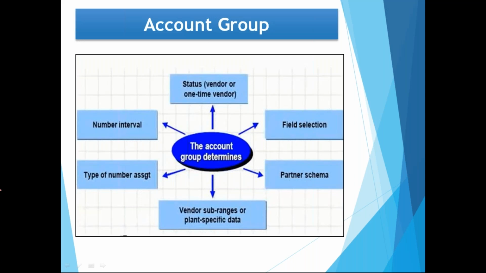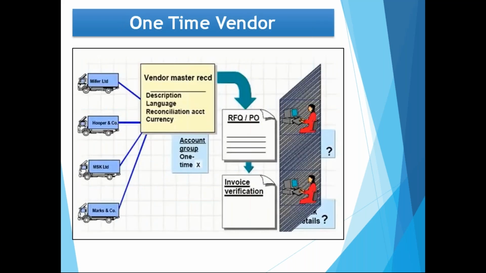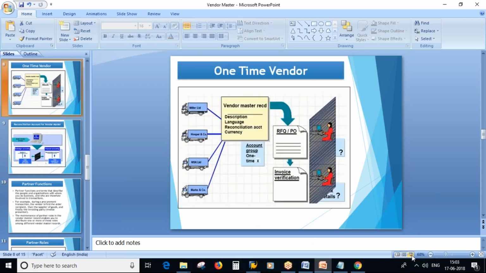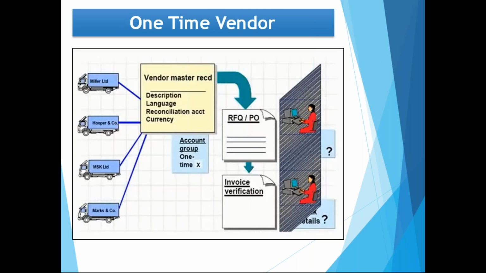Okay, now the next one is one-time vendor. So what is this one-time vendor? In your organization, let's say you want to procure a material from a vendor only one time. After that you are not going to do any purchase activity from that vendor. So just for one-time procurement, creating a vendor master record doesn't make any sense. Why would you want to create the vendor master data? To avoid that, you create a one-time vendor.